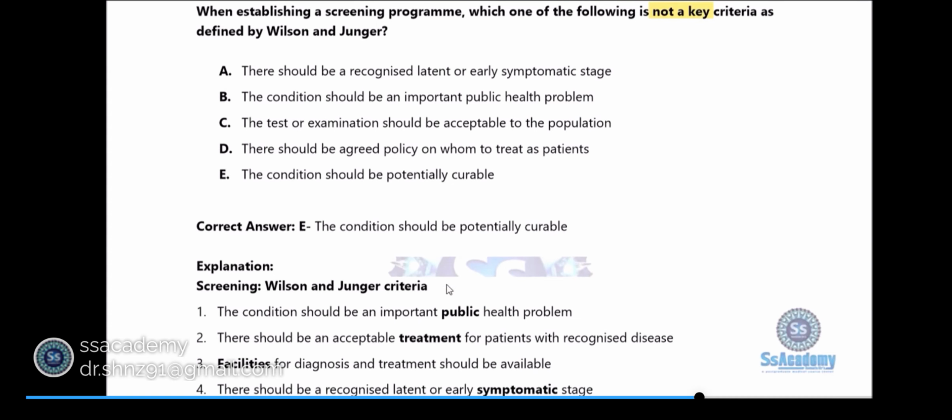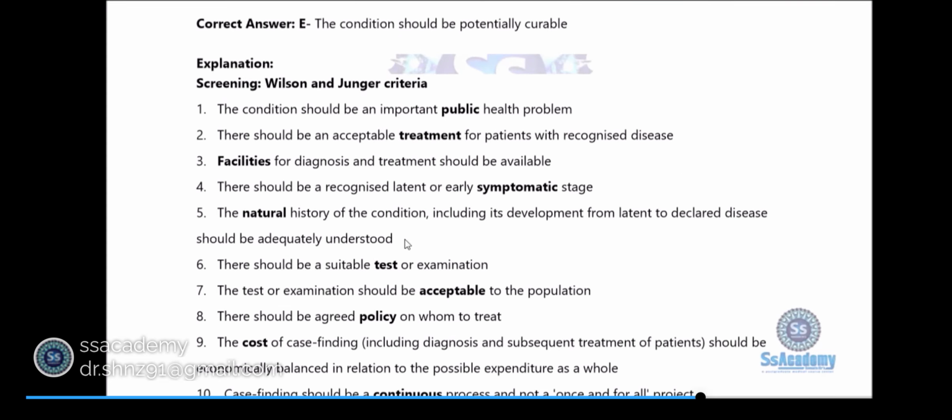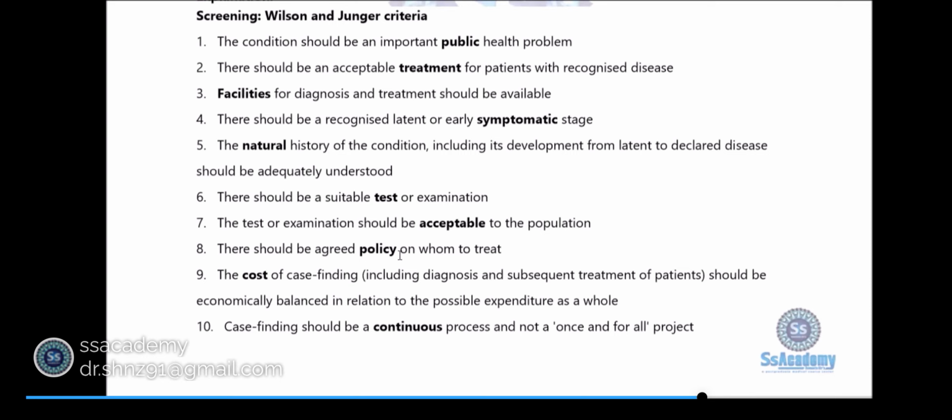A screening program should be potentially curable? No, it's nothing like that. The condition should be an important public health problem. There should be an acceptable treatment for patients with the recognized disease. Facilities for diagnosis and treatment should be available. There should be a recognized latent or early symptomatic stage, the natural history of the condition should be understood, and there should be a suitable test, acceptable to the population. There should be a good policy on whom to treat, the cost of case finding should be economically balanced within the possible expenditure as a whole, and case finding should be a continuous process, not a once and for all project.